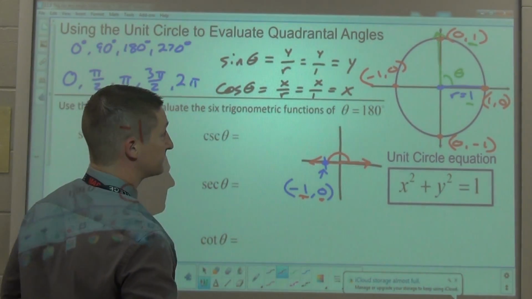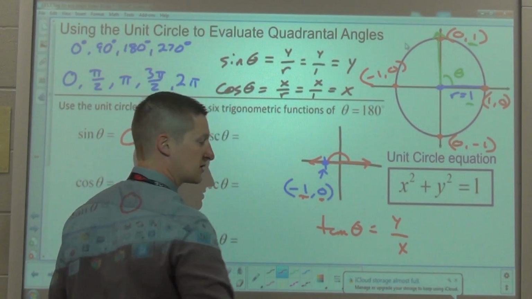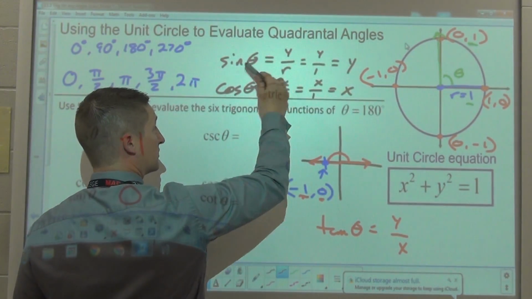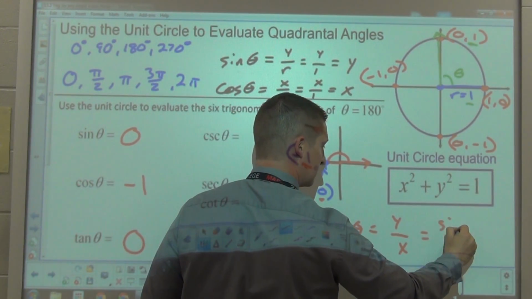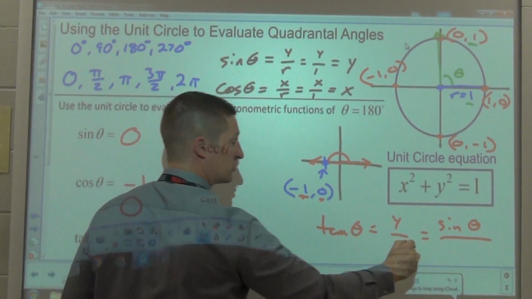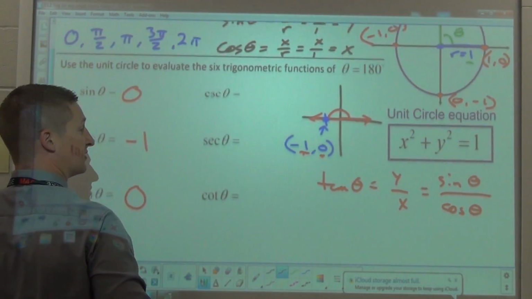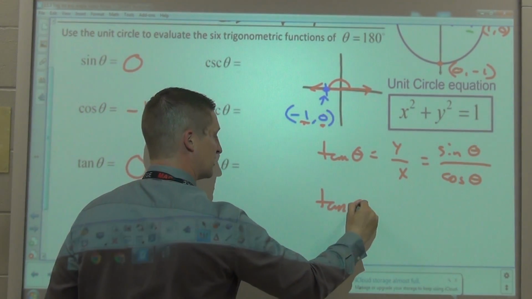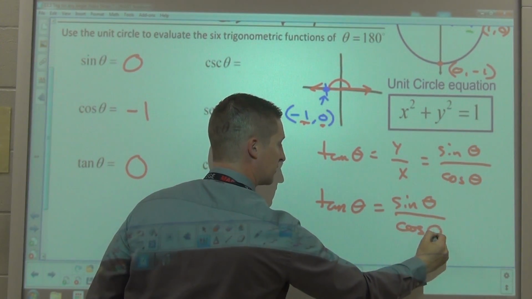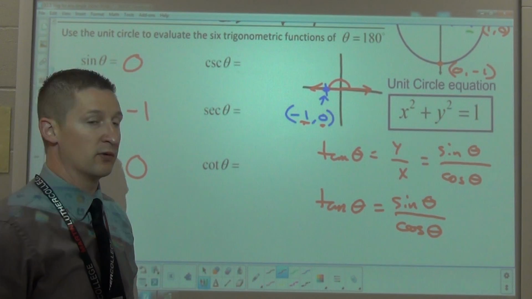Now you might notice this. If tangent is equal to y over x, remember that y is the same as the sine of theta, my angle, and x is the same as cosine of theta, my angle from before. So I think you could probably put together the fact that tangent is equal to sine over cosine. A neat trigonometric proof that we'll look at in other lessons.